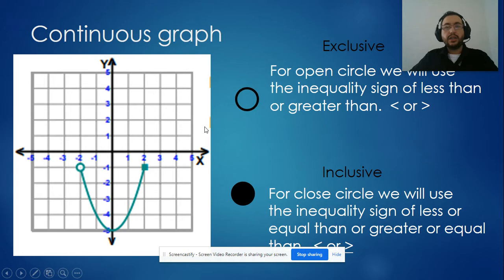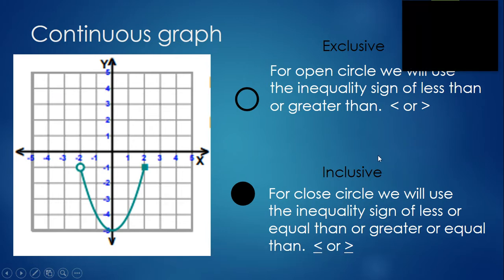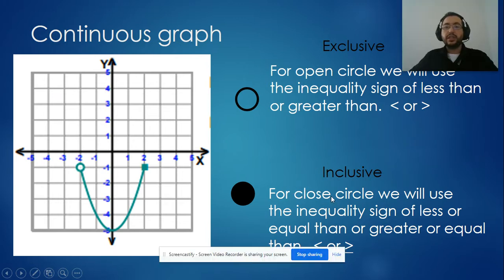When we have an open circle at the end, as you can see in this graph, for open circles, we're gonna call it exclusive. So that means we're gonna use only the signs less than or greater than. When we have a closed circle at the end, we're going to have it inclusive or included. For closed circles, we're going to use the inequality sign less or equal than or greater or equal than. So we're going to use the equal to.